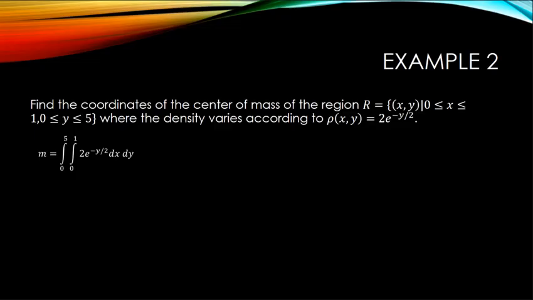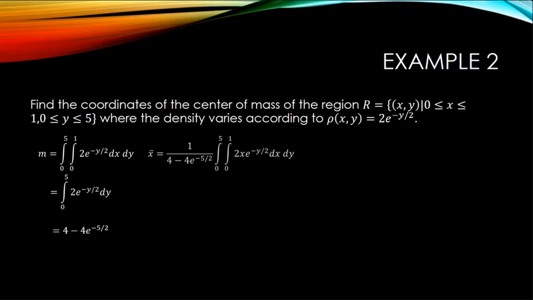integral from 0 to 1 of 2e to the negative y halves dx dy. This gives me the integral from 0 to 5 of 2 times e to the negative y halves dy, which is equal to 4 minus 4e to the negative 5 halves. X bar is given by 1 over 4 minus 4e to the negative 5 halves times the integral from 0 to 5 of the integral from 0 to 1 of 2 times x e to the negative y halves dx dy. This gives me 1 over 4 minus 4 times e to the negative 5 halves times the integral from 0 to 5 of e to the negative y halves dy.